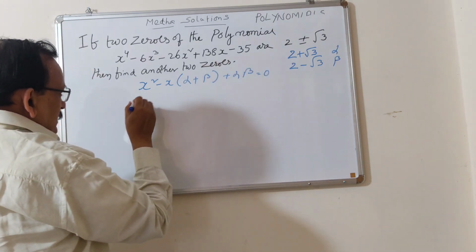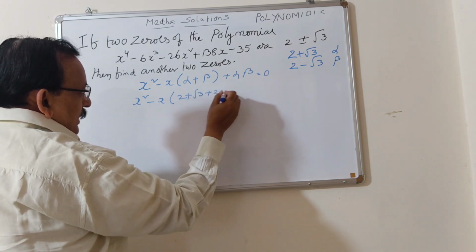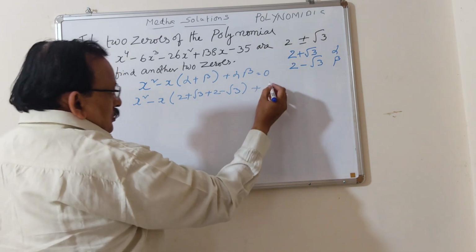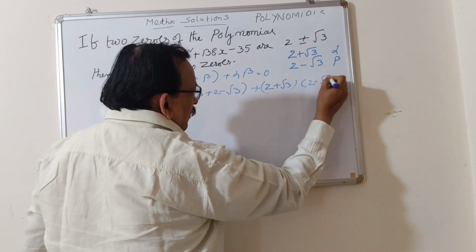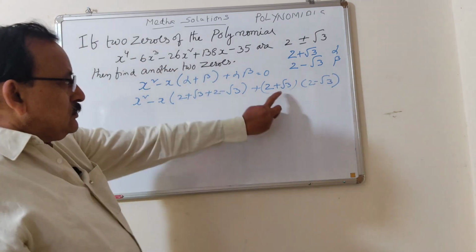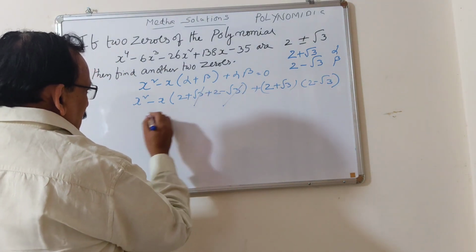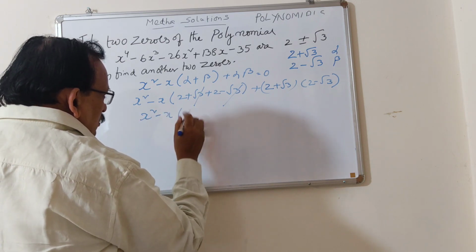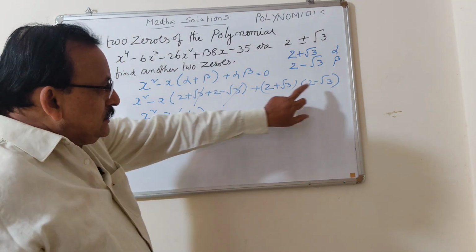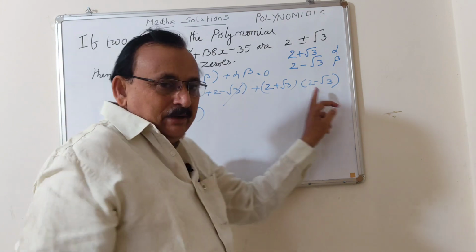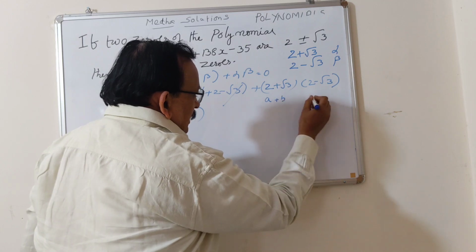Implement the values: x² minus x into (2 plus root 3 plus 2 minus root 3) plus (2 plus root 3) into (2 minus root 3). Here alpha into beta is 2 plus root 3 into 2 minus root 3. Simplify. Here minus root 3 plus root 3 cancel, so x² minus x into 2 plus 2, that is 4. Then here, 2 plus root 3 into 2 minus root 3. See, a plus b into a minus b is a² minus b².